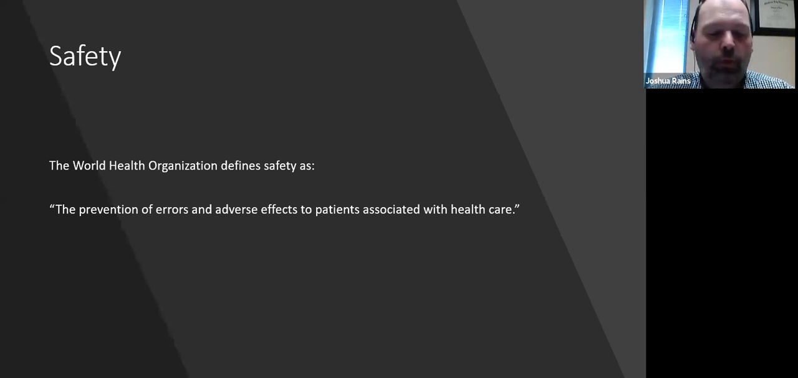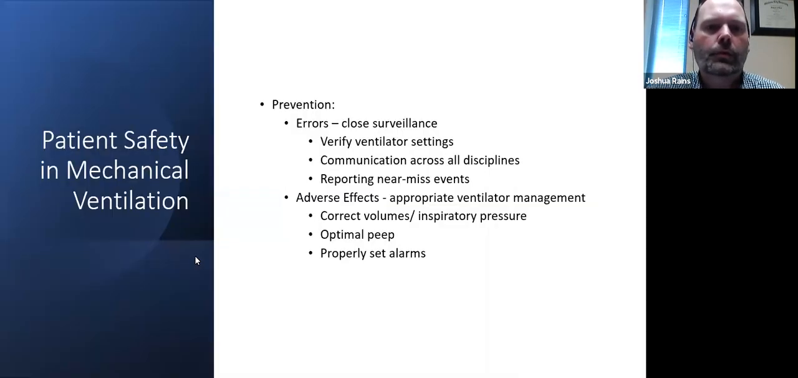So the World Health Organization defines safety as the prevention of errors and adverse effects to patients associated with healthcare. This definition has two prongs, two elements to it. This is going to be the prevention of errors. It's also going to be the prevention of adverse effects. So for the prevention of errors, we're talking about close monitoring or surveillance.